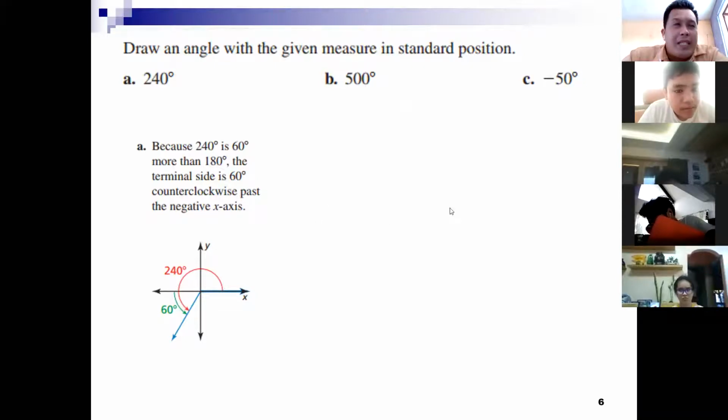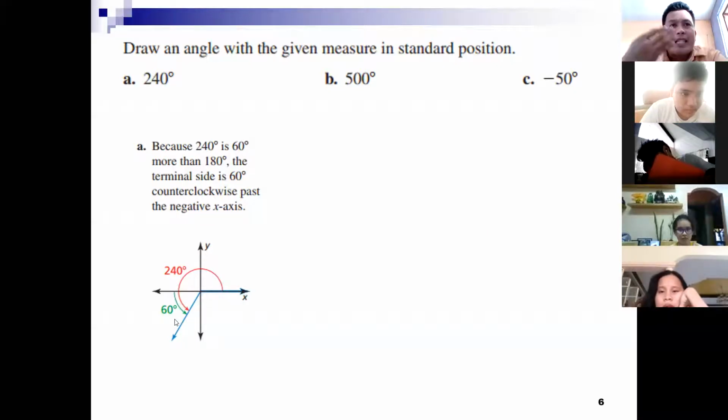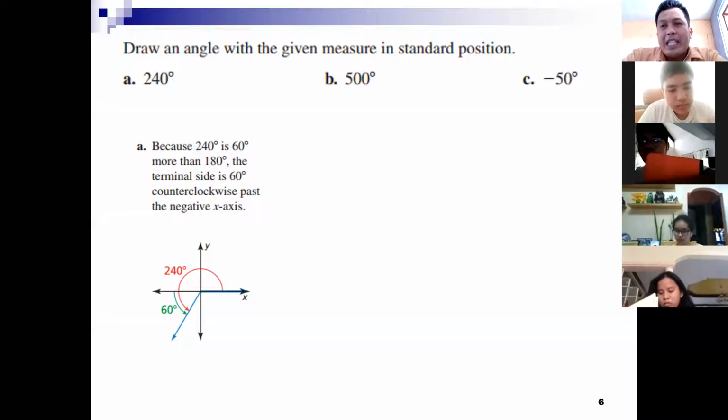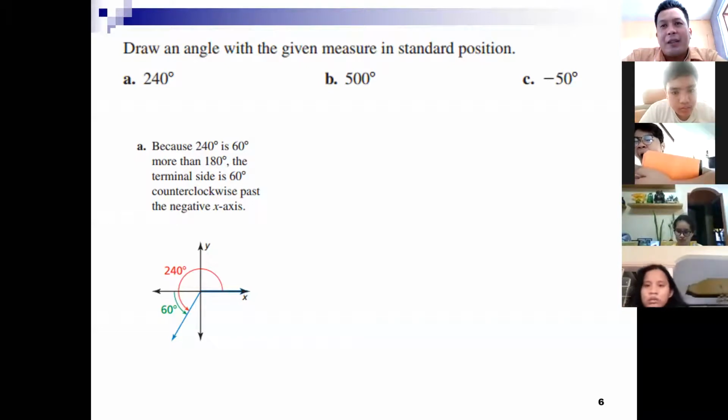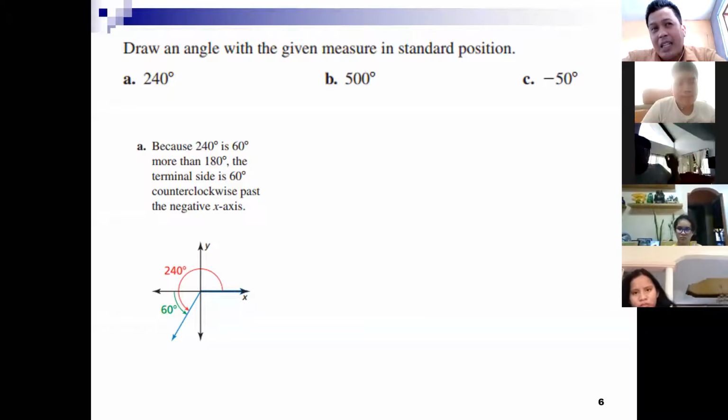To continue, class, we have the green colored angle to represent the acute angle of your standard angle 240 degrees. In our next lesson, which is not now, 60 degrees is the reference angle. Again, 60 degrees is the reference angle. But for now, just leave it hanging. You don't need to worry about what is a reference angle or what is not a reference angle.